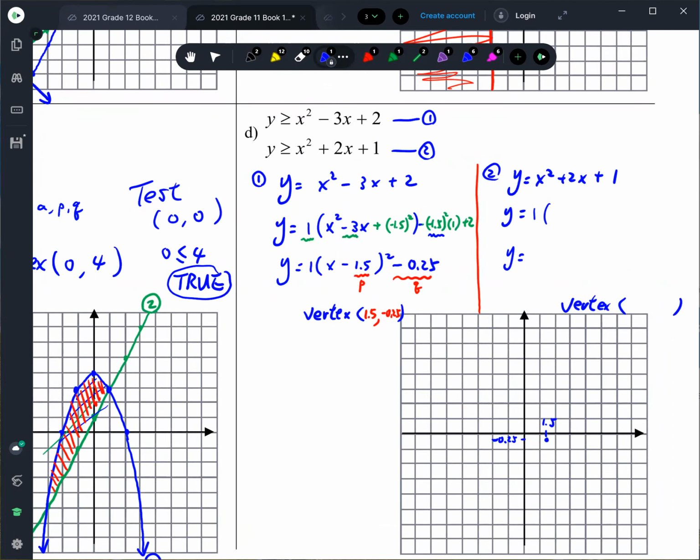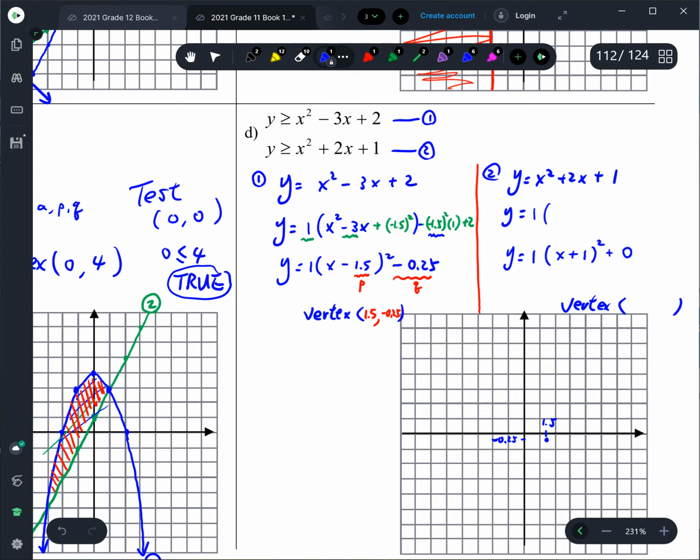Henry, have you got the APQ for the second one? Yeah, for A I got 2, and then P I got negative 1. You don't have 2. No, sorry, 1. Yeah, 1, and then negative 1 for P. So x plus 1, and then I have 0 for Q. Yeah, okay, plus 0. Very good. All right, so x squared plus 2x plus 1 equals (x plus 1) squared minus 1 plus 1.